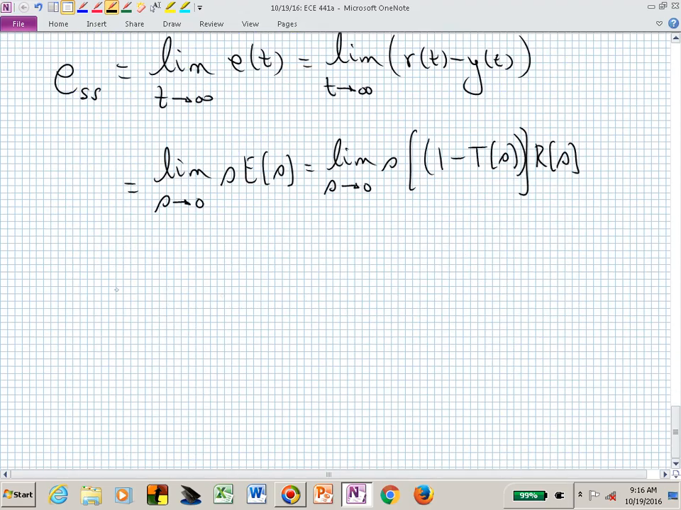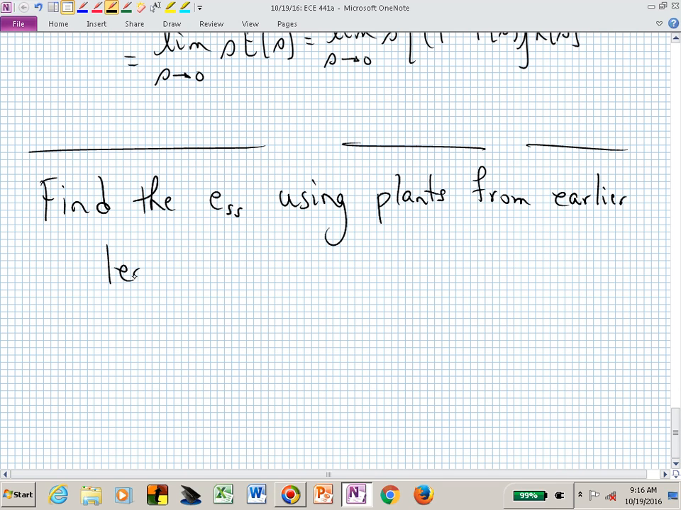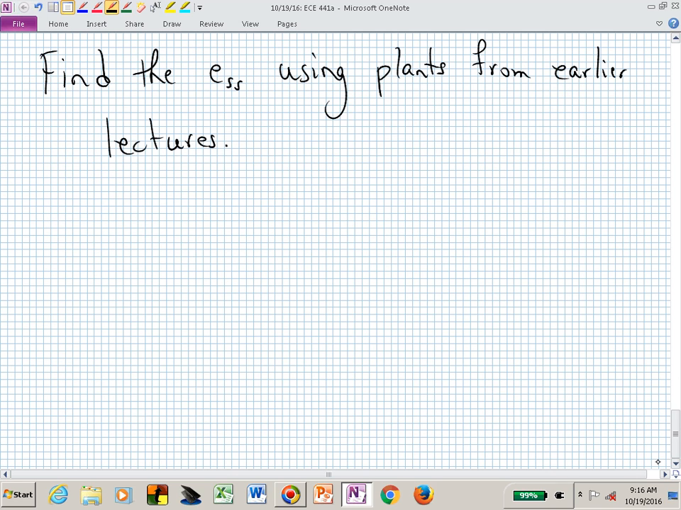Let's look at what this error signal might look like for several different plants or several different systems. Let's go ahead and use the plants that we've played with before, and find the steady state error using plants from earlier lectures, because hopefully those we've shown to be stable.